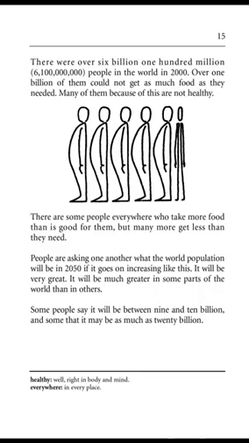Page 15. There were over 6,100,000,000 people in the world in 2000. Over 1 billion of them could not get as much food as they needed. Many of them, because of this, are not healthy. There are some people everywhere who take more food than is good for them, but many more get less than they need. People are asking one another what the world population will be in 2050 if it goes on increasing like this. It will be very great. It will be much greater in some parts of the world than in others. Some people say it will be between 9 and 10 billion, and some that it may be as much as 20 billion.